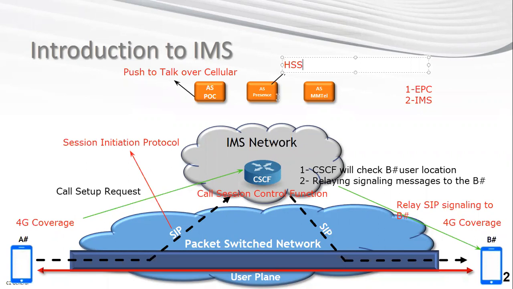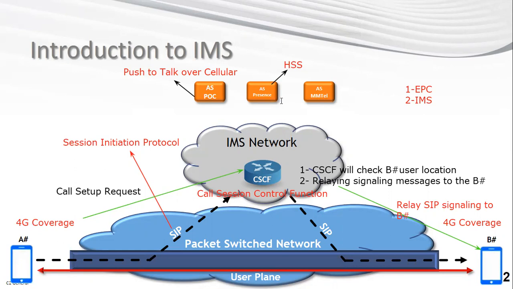Now, what is HSS? All right. It is like the HLR. And what is the HLR? It is the database of the 2G and 3G subscribers. And HSS is the database for the 4G subscribers. So any subscriber that registers on 4G networks will have a profile in the HSS. And its function is to store the information of the subscribers, and it's also used to know where the subscribers' locations are.